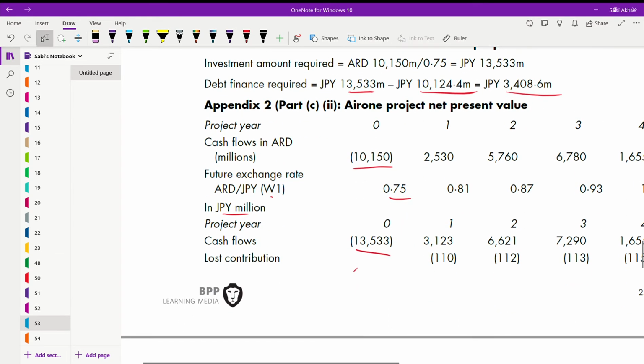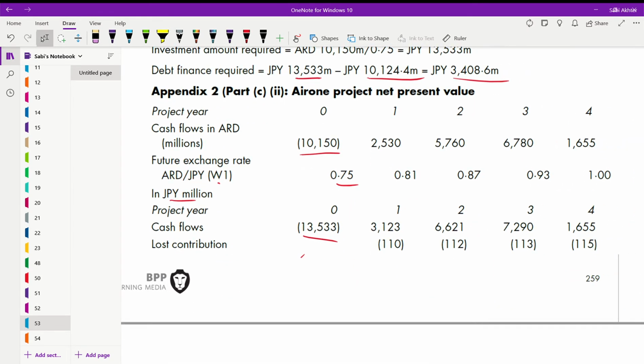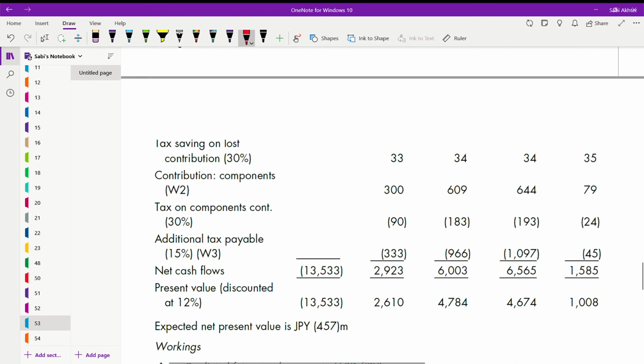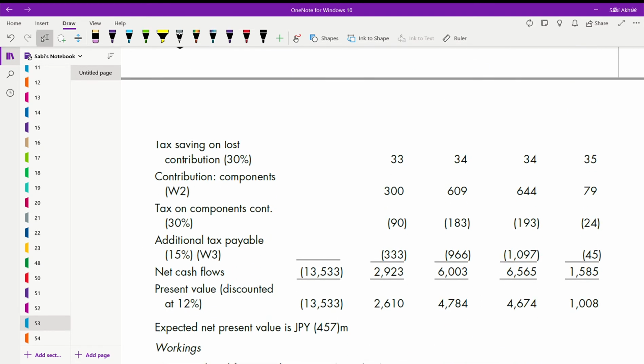Right? Next, you have to find out all the inflows. And these are your lost contribution, which you have to deduct. How much you're losing in Japanese yen. Next, the tax saving on lost contribution. If you are losing contribution, remember what happens. You are going to save tax, because whenever you make a profit or a contribution, you have to pay tax. But since you are losing contribution, you don't have to pay tax. Tax is saved, so it's added.